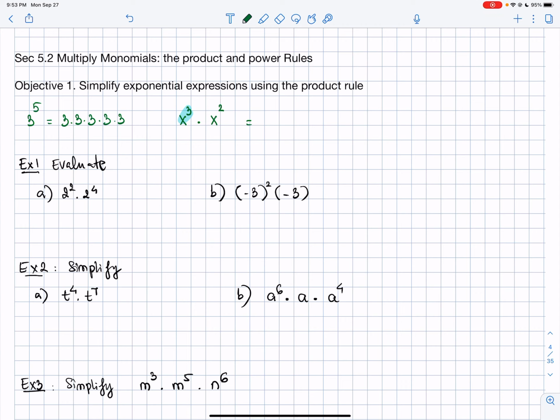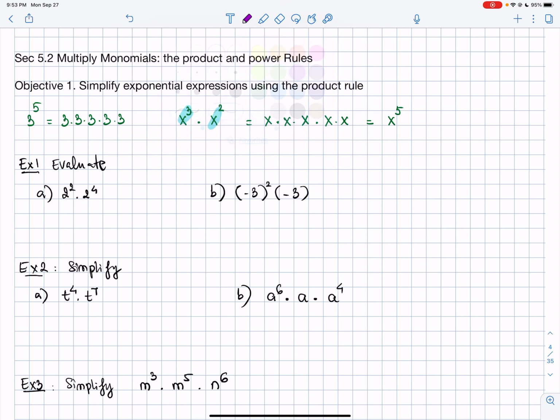What does it mean by x to the 3rd power? The base is x, right? So we're going to multiply x 3 times. And then x squared, it means we copy this, multiply down, right? x squared means x and x. Then we count and we see that we only have 5 x's. So does this mean x to the 5th power?